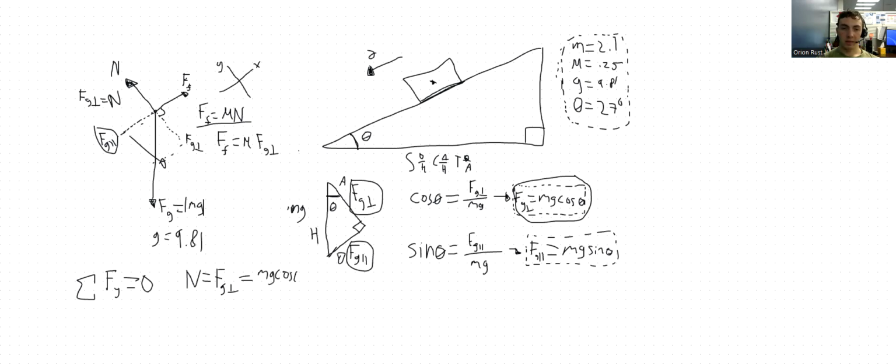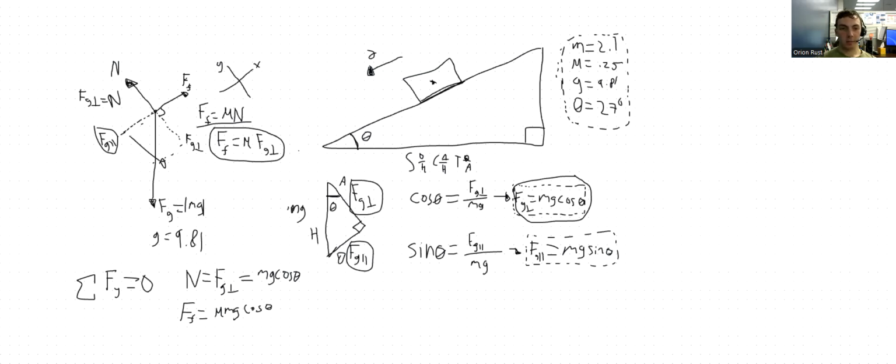Now, why do we care about this? Because it translates to a force directly in the x direction. Because we established earlier that the force of friction is mu times the force of gravity perpendicular, we can also say in this beautiful equation, the force of friction is equal to mu mg cosine theta.